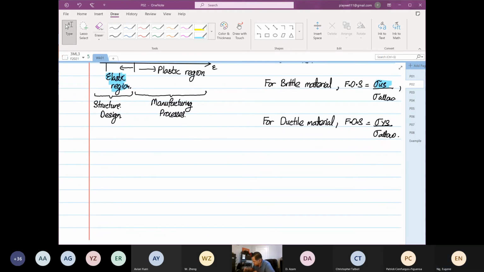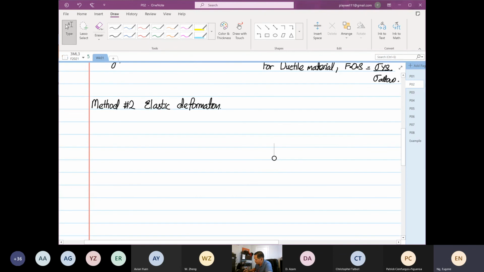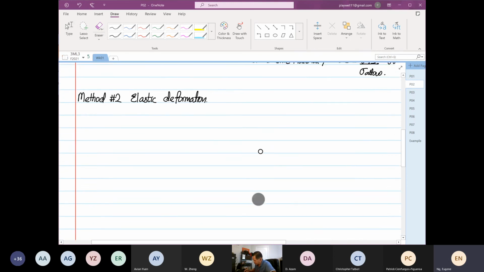Method number two is based on elastic deformation. I'll write out the formula for you first. Then after writing out the formula, we see how the formula is derived. I'm not going into in-depth deriving. I'll make sure that when I derive, you can understand what I'm doing. We're not going to do too much integration or differentiation for now. That is a later part of the course.